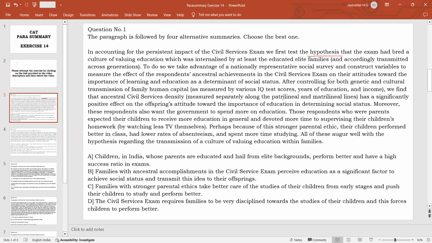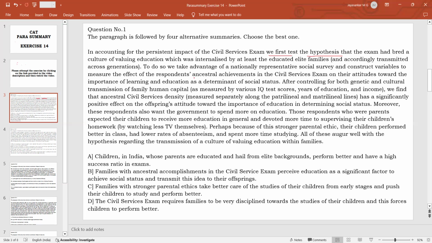This is the theory, and in order to test the theory, what have they done? They conducted a nationally representative social survey in which respondents, the people who participated in the survey, were asked whether they had any ancestors who had accomplished or achieved something in the civil services exam. It might be a very important exam of national relevance, and in that exam, whether they had any parents or grandparents or anybody who had achieved any accomplishments.